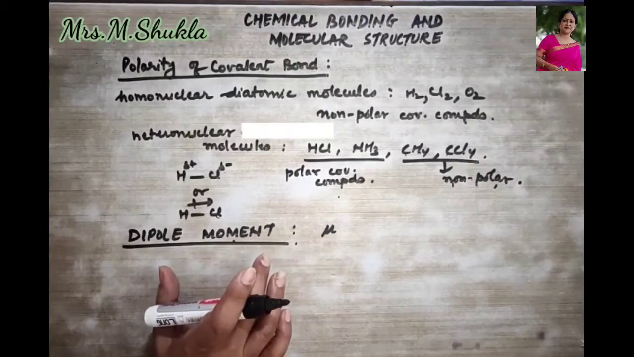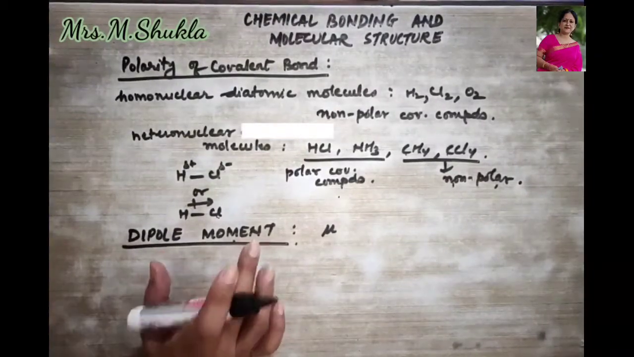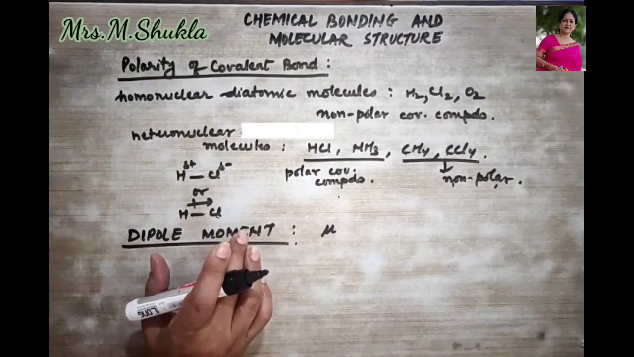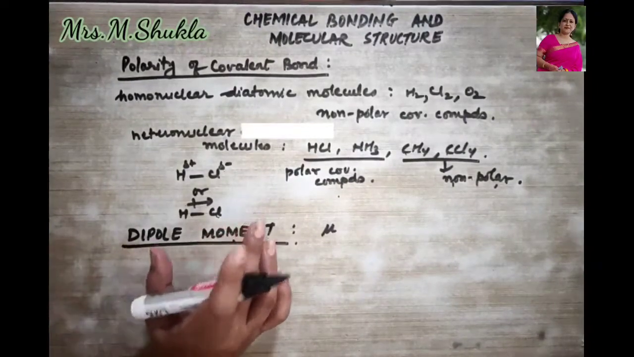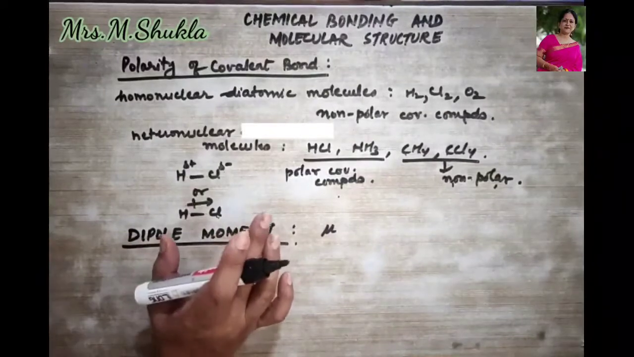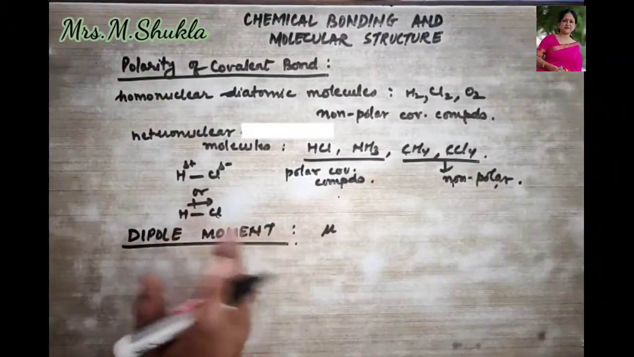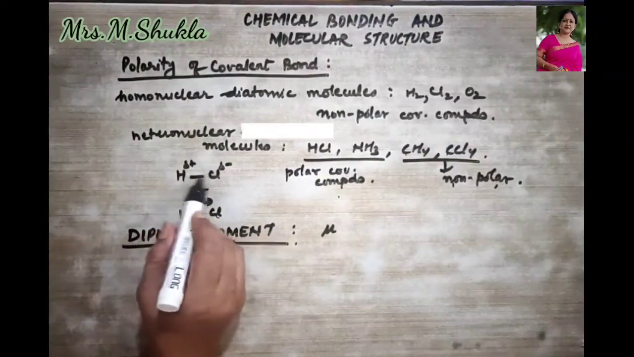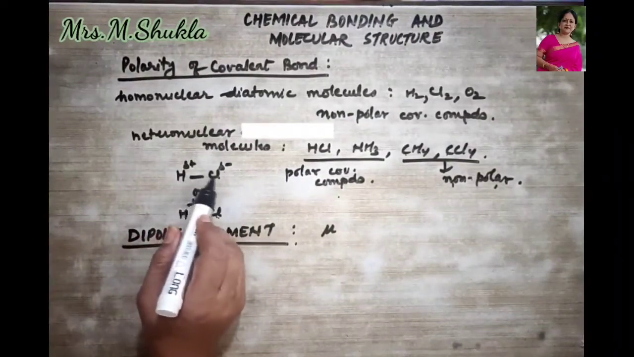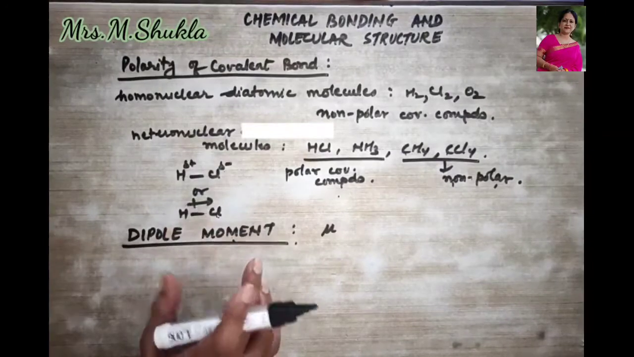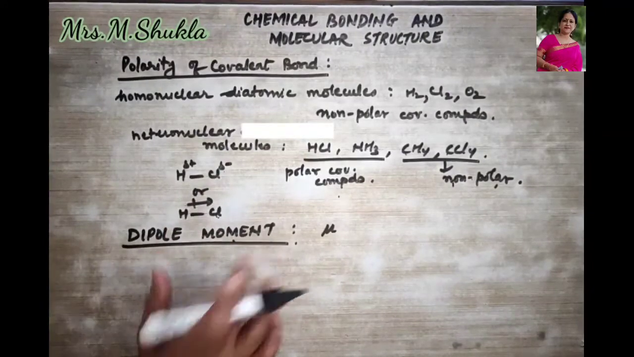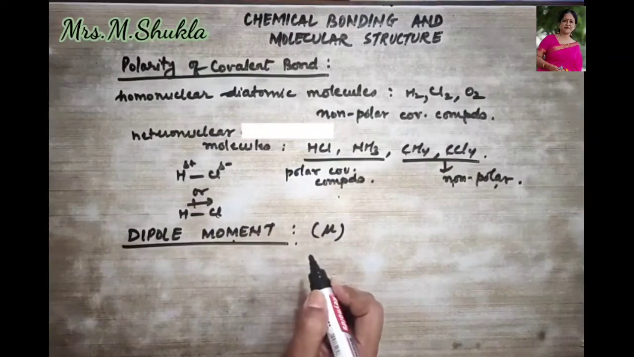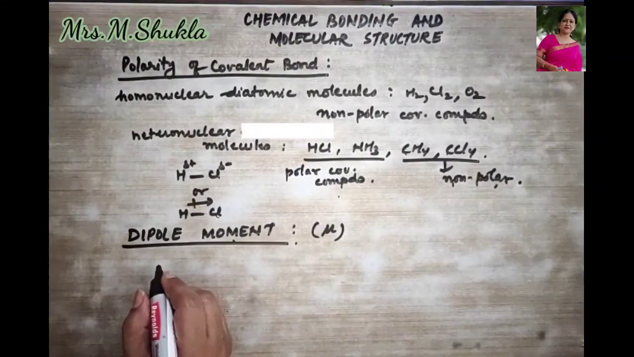The dipole moment of a covalent bond in a polar molecule may be defined as the product of the magnitude of the charge that is present on either of the two atoms, and the distance by which the two atoms are separated. This is called the dipole moment. So I write down the definition over here, which is represented by mu. So how can we define it?